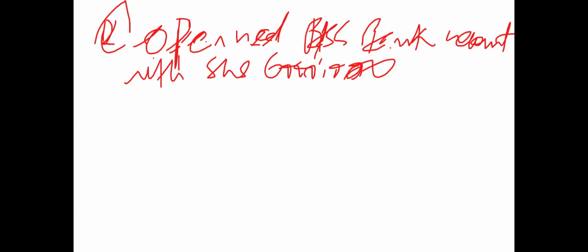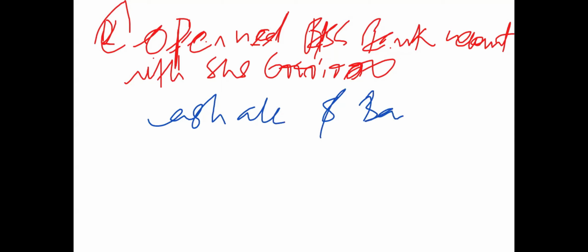So the 2 accounts are cash account and bank account. So those are the 2 accounts. Now, the next thing after identifying the two accounts, we need to know which class of accounts they are.